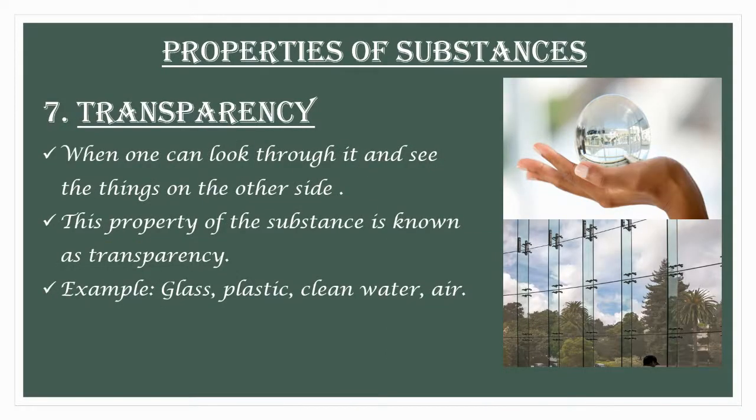Now students, a substance is said to be transparent when one can look through it and see the things on the other side. And this property of the substance is known as transparency. A common example for this property is glass, plastic, clean water, air, etc.